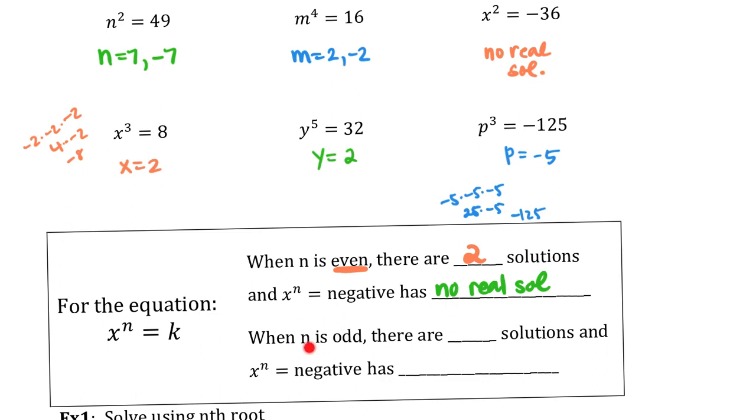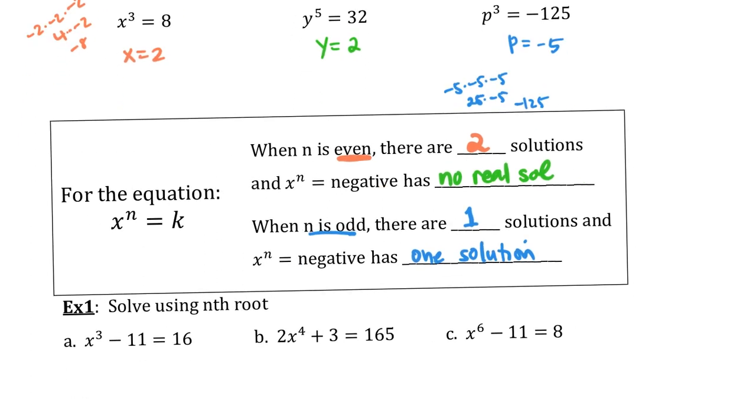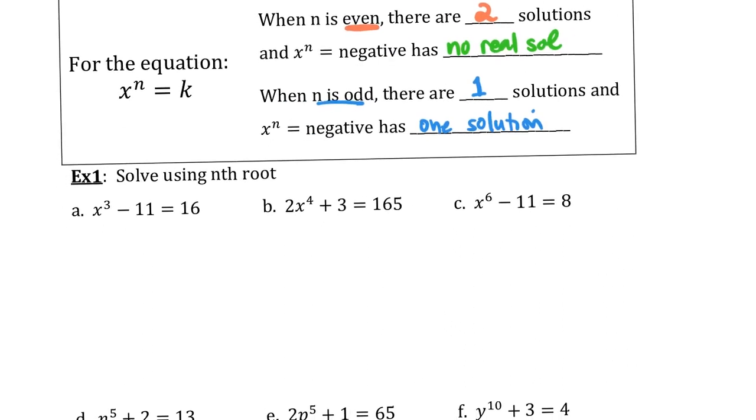Okay, now when n is odd, like the second row, how many solutions do we get? 1. We get 1 solution. What about if x to the third equals a negative? We still get 1 solution. So it's okay to do odd roots on negatives. It's not okay to do even roots on negatives.